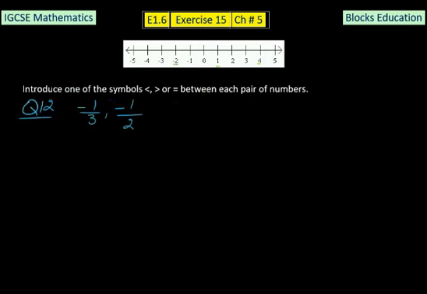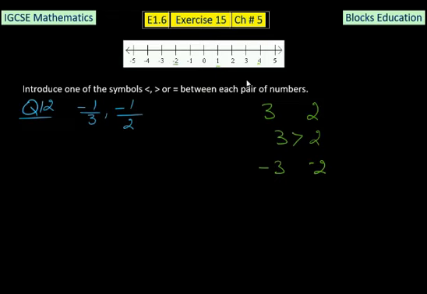Right guys, now look at question number 2. This is the most interesting question. Before I actually solve it, quickly have a look at these things. Let's suppose you have two numbers, 3 and 2. Clearly 3 is greater than 2, so you can write 3 is greater than 2. Now let's suppose you have two numbers, minus 3 and minus 2.